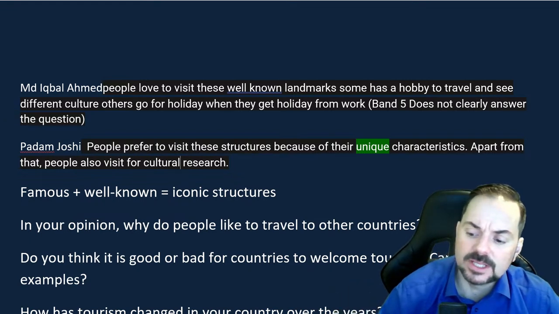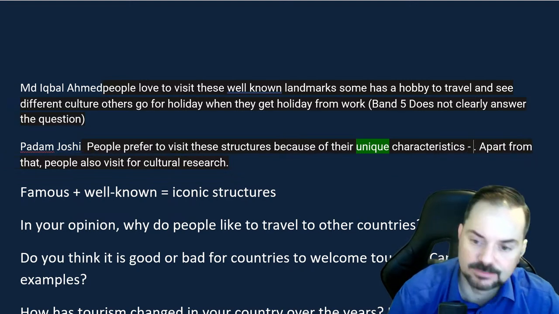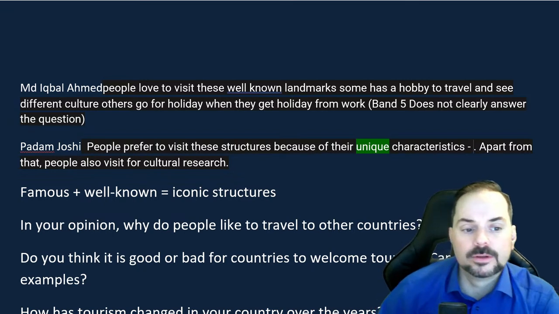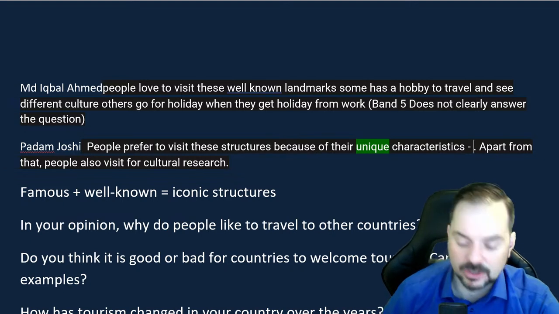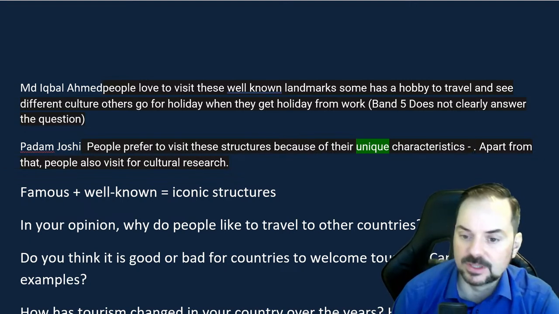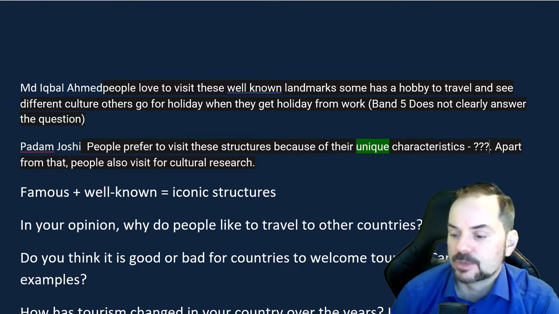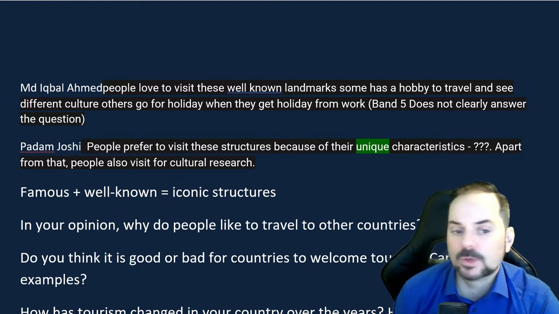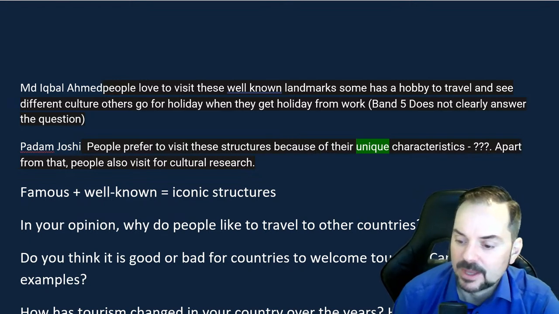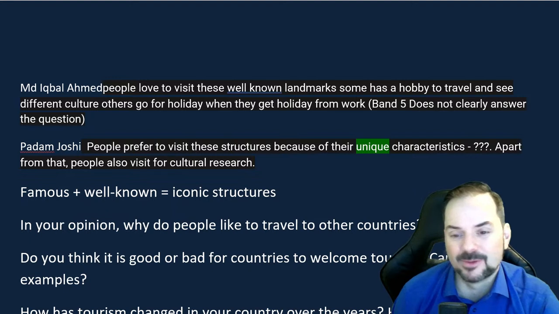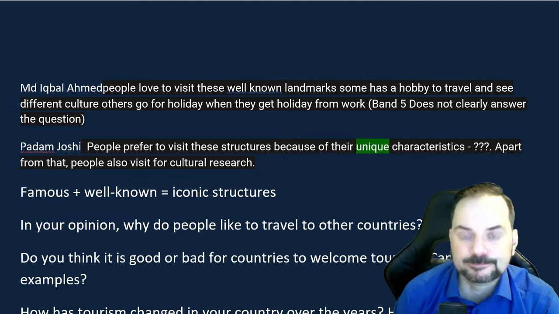Students, what do you think would make sense for Padam to include after unique characteristics? Okay, so Padam here says people prefer to visit these structures because of their unique characteristics. What should go here? I guarantee you that the examiner, most of them are thinking what I'm thinking here. They're like, question mark, question mark, question mark. What do you think Padam should say here to make this a better answer and get a higher band score? All right, Mukran and Harjot very quickly say, well, an example, like, what do you mean a unique characteristic, right?